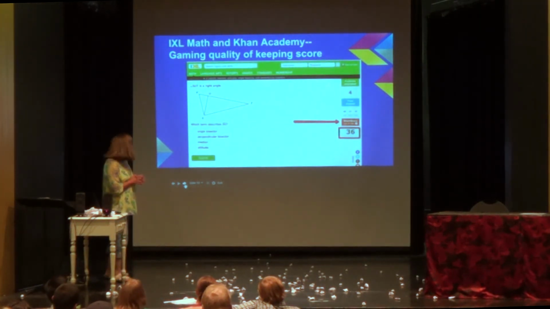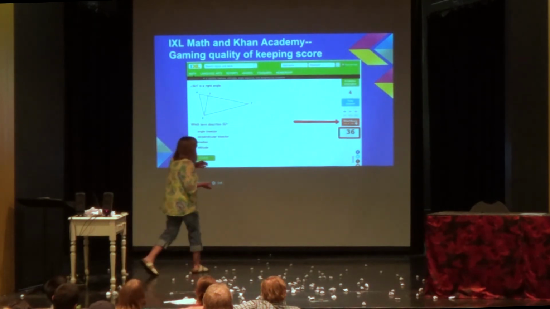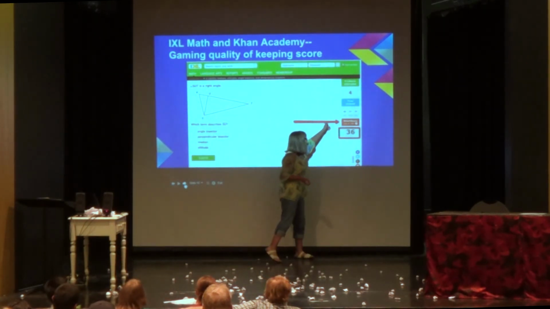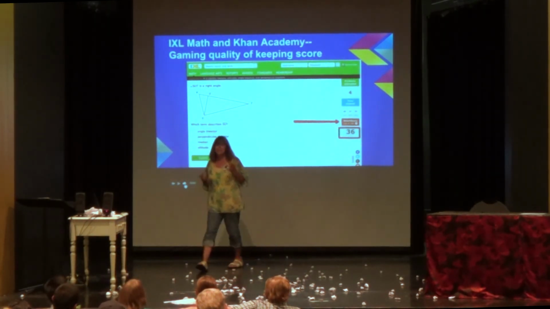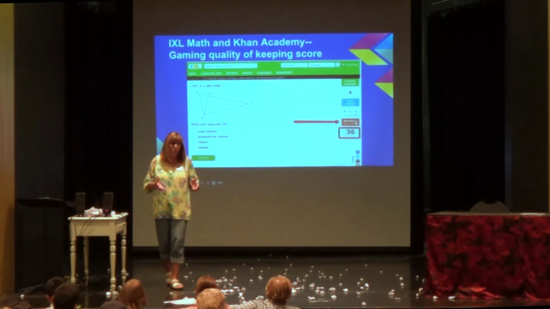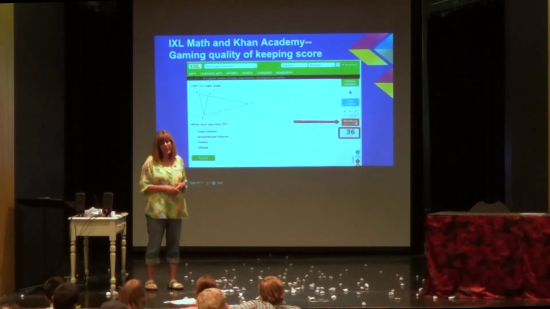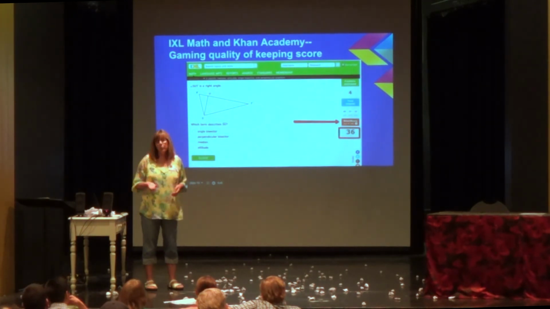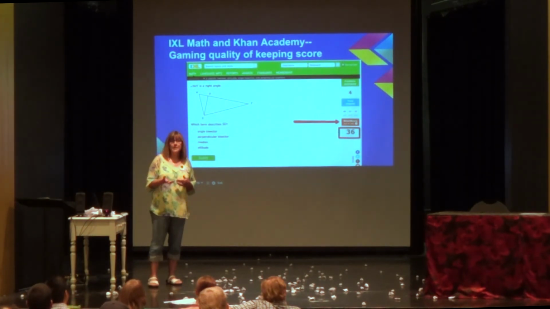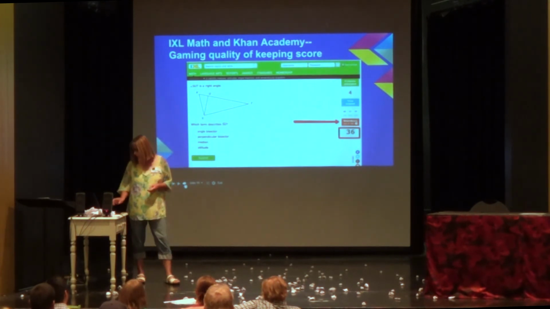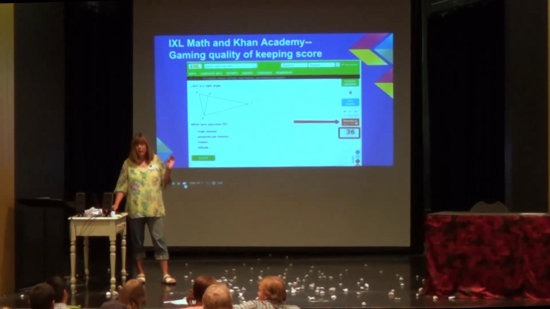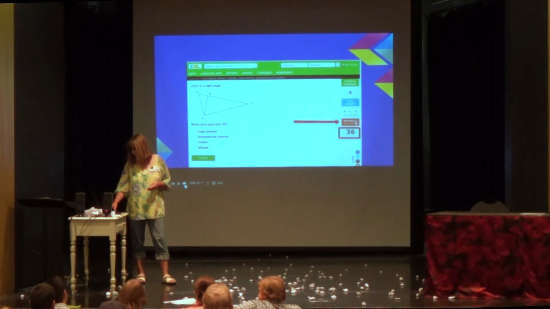IXL Math I like because of the game-like quality, and the questions are really good. They're Common Core questions, but you can set a target score. So kids think of it as a game. They've got to reach this target score. When they get a question wrong, they lose points, but up comes an explanation of how to solve the problem. When they get the question right, then they earn points. And then they submit to me their target score, and this game-like quality is fun for kids.